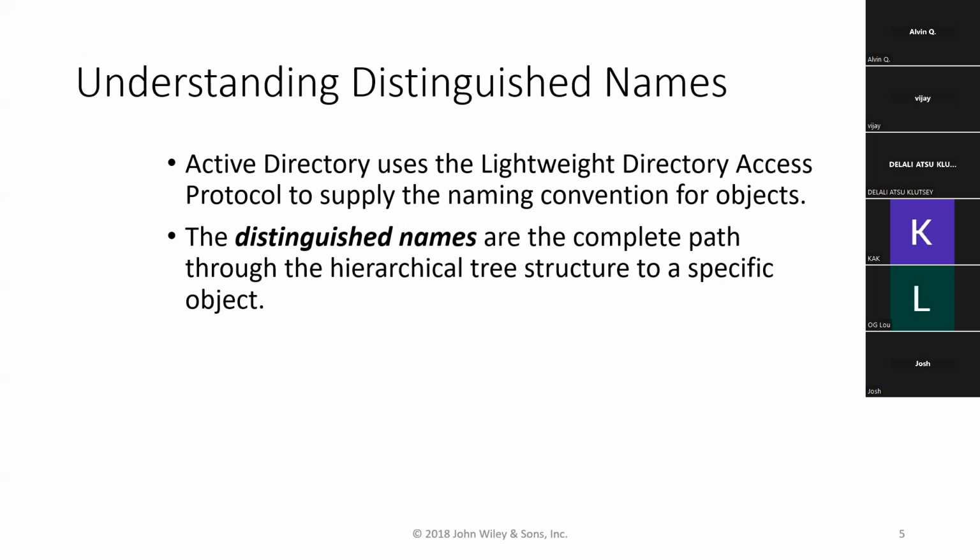So Active Directory uses Lightweight Directory Access Protocol to supply the naming conventions for objects. The distinguished names are the complete path through the hierarchical tree structure of a specific object. So as we saw when we were creating the objects in PowerShell, we realized that we have to specify the exact location where the object is located. That's what we call the distinguished names.